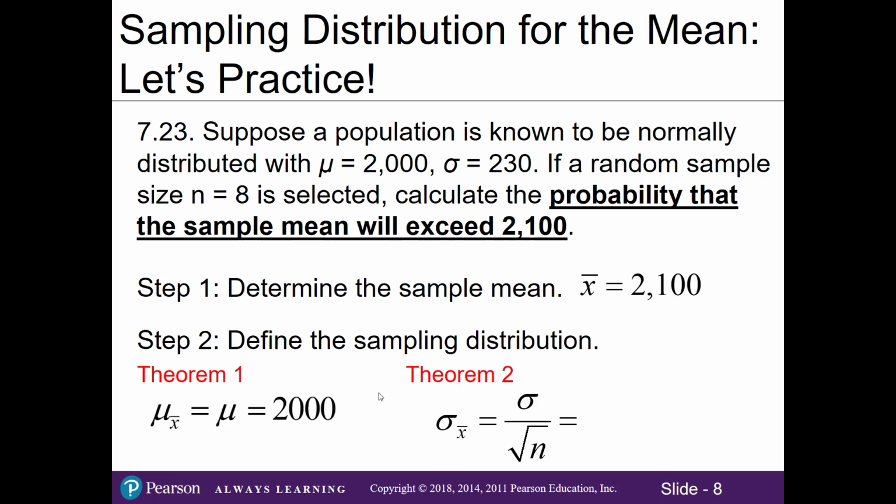In Theorem 2, we are calculating the standard error, or the standard deviation of our sample means. So we'll take our population standard deviation of 230 and divide it by the square root of our sample size. In this case, it's 8. So when I take 230 divided by the square root of 8, we get a standard error of 81.32. Now keep note of these because you're going to need them for the next few steps.